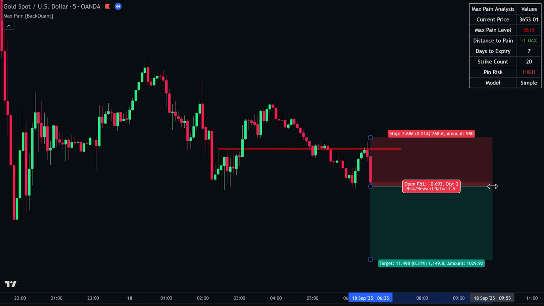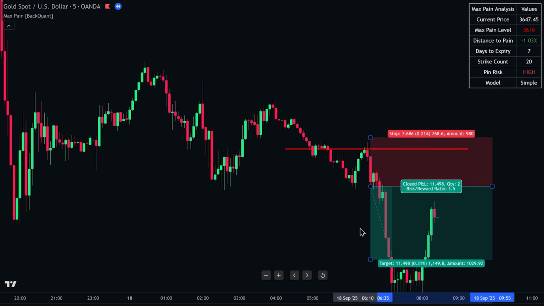If this setup plays out correctly, price often respects the retested max pain level and continues falling, completing the breakout and continuation move.